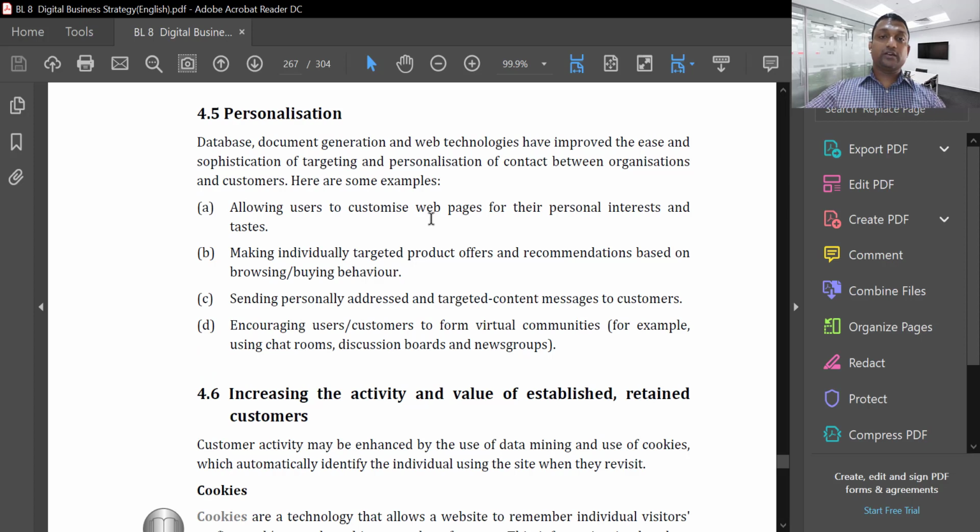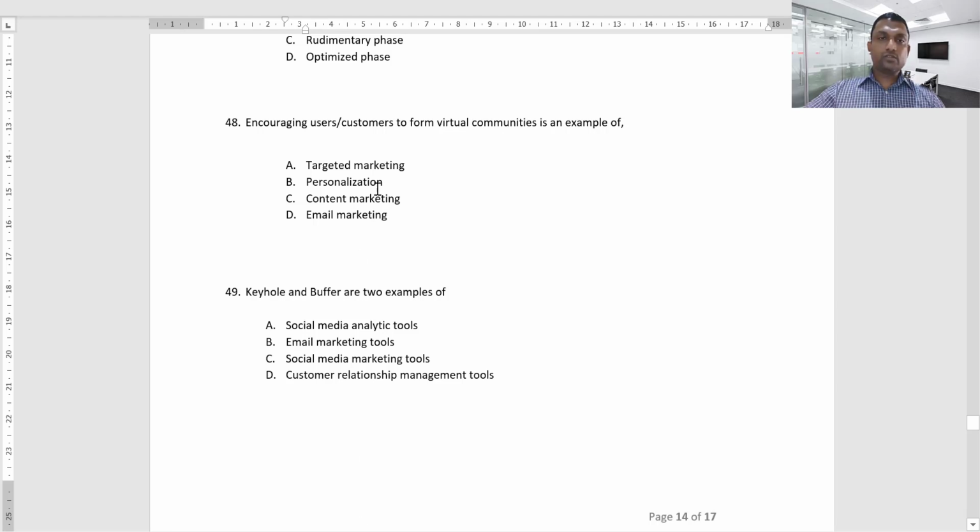So allowing users to customize web pages for their personal interests and tastes, making individually targeted product offers and recommendations based on the buying behavior, sending personally addressed and targeted content messages to customers, and encouraging users and customers to form virtual communities, right? So we are encouraging the customers to use the chat rooms, discussion boards and our news groups. So this is one of the aspects of personalization, right? So you can see this is what we were looking for, and there are other personalization examples given. So if we look at question 48, you can see easily the answer is personalization.